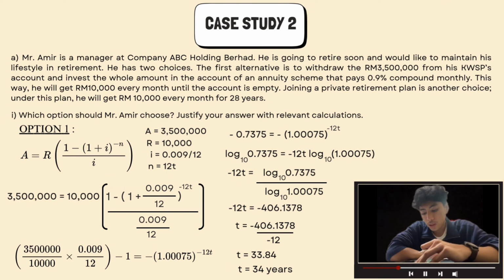Just substitute into the equation, and after that you will get negative 59 over 80 equals negative 1.00075 to the power of negative 12T. To move the 12T to the front, we need to take the log of both sides, and you will get negative log 10 of 59 over 80 equals 12T log 10 of 1.00075. After that, solve the equation and make T the subject, and we will get T equal to 33.84 years, which rounds up to 34 years.